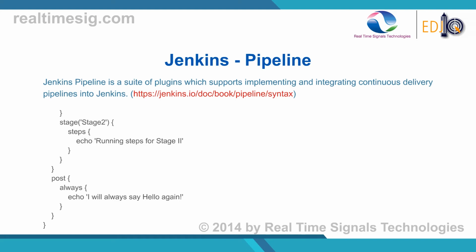Durable: pipelines can survive both planned and unplanned restarts of the Jenkins master. Pausable: pipelines can optionally stop and wait for human input or approval before continuing the pipeline run. Versatile: pipelines support complex real-world CD requirements, including the ability to fork, join, loop, and perform work in parallel. Extensible: the Pipeline plugin supports custom extensions to its DSL and multiple options for integration with other plugins. While Jenkins has always allowed rudimentary forms of chaining freestyle jobs together to perform sequential tasks, Pipeline makes this concept a first-class citizen in Jenkins.